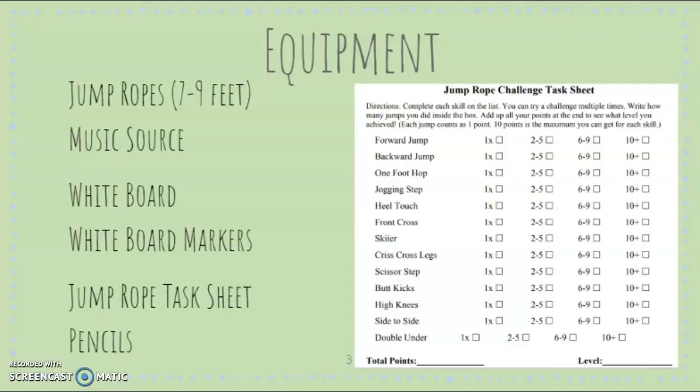So the equipment needed is jump ropes, and preferably 7 to 9 feet, just because we're dealing with 4th graders. So they're a little older, so we're going to use a little longer jump rope. Music source, because students will be getting excited that they get to jump to music. And whiteboard markers so that the teaching cues can be written down. And the jump rope task sheet and pencils for students to be able to mark off each task that they accomplish. And this is a little sample right here of the task sheet that the students will have.